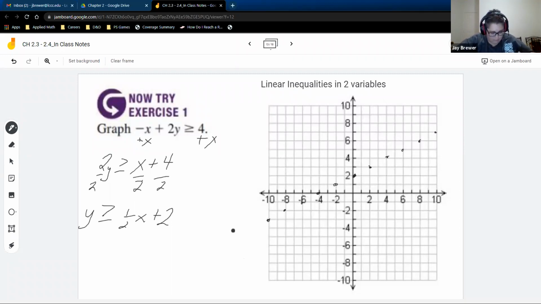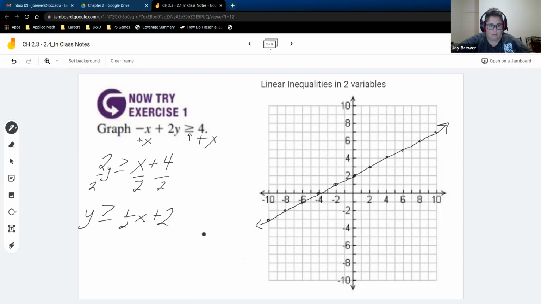And then what we have to realize next is whether we're going to have a dashed or a solid line. To figure that out, you have to look at the inequality. As you can see here, there's an equal to part. Because there's that equal to part, we're actually going to draw a line like normal. You can label that if you wish.